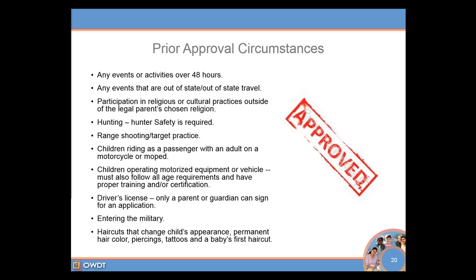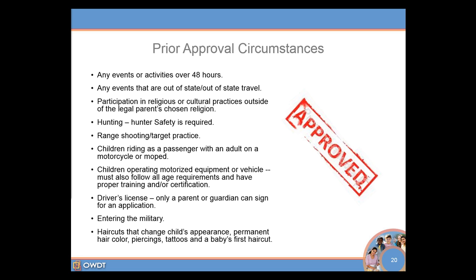There are many situations and activities beyond the examples we have looked at today that fall into the reasonable and prudent parenting standard. As you have seen, some of the activities need prior approval from DHHS, the court, and or the child's parents. Here are some examples of activities that require prior approval. Any activities or events over 48 hours. Any events or activities that are out of state. Participation in religious or cultural practices outside of the legal parent's chosen religion. Hunting. Range shooting or target practice.